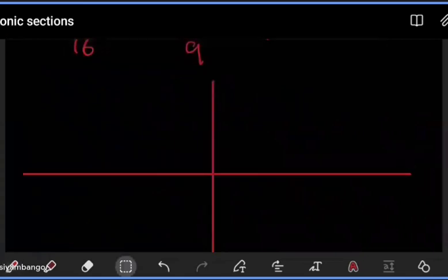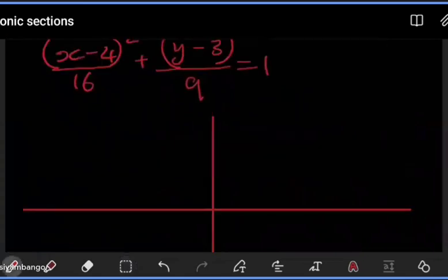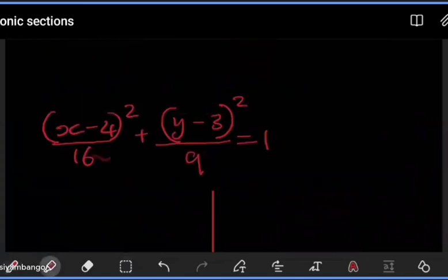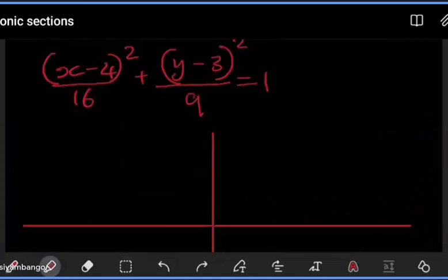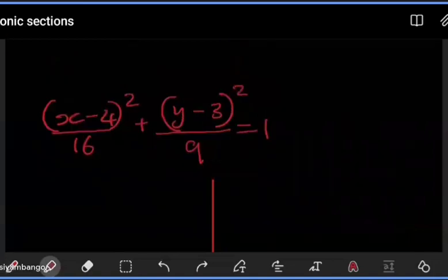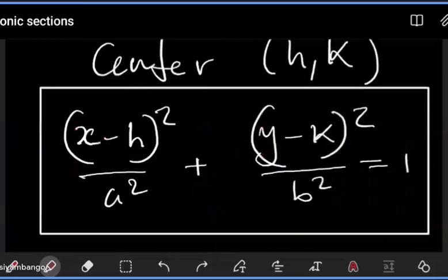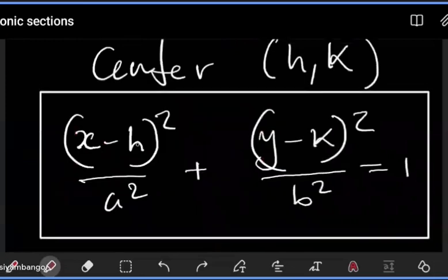Okay, so this is what we have. Next, when I look at the denominators, I see that the denominator associated with the x term is bigger than the other, meaning I know it's an ellipse which is more horizontal. But where is its center, since the center is not at the origin? Well, in this case, we recall when we look at this, the x coordinate of the center is here, and the y coordinate is here, and the sign in the middle is a minus. So with that in mind, what does it mean?